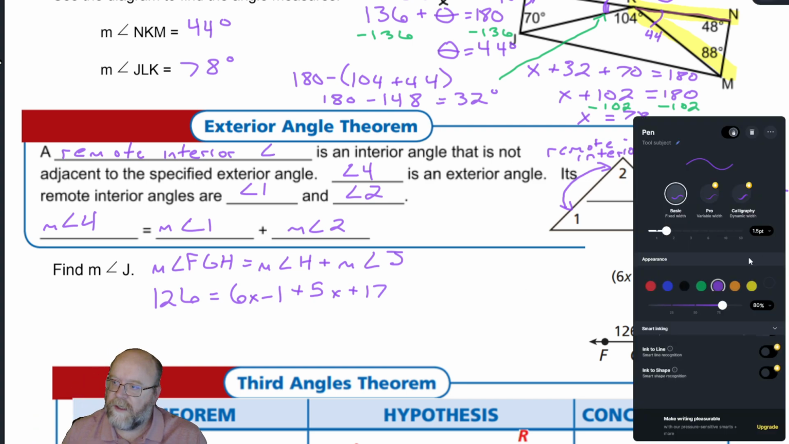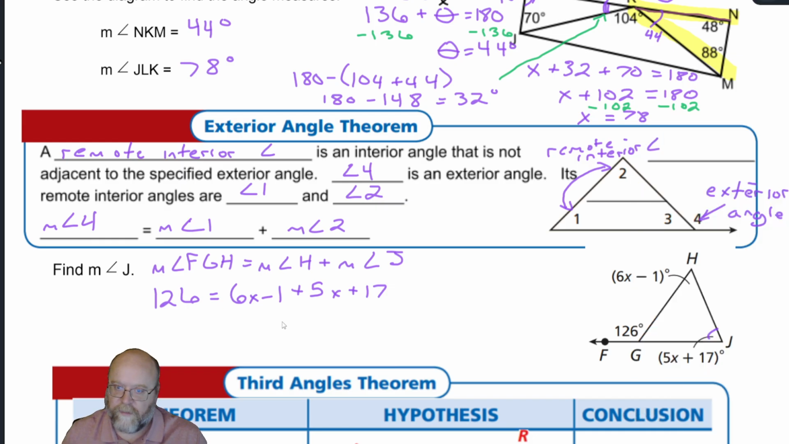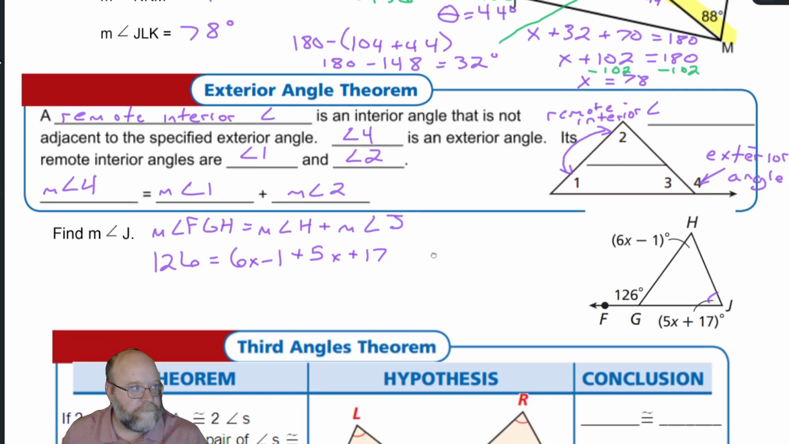We're doing algebra again. Let's switch to black. I feel like black just looks better. Let's scroll up a bit.